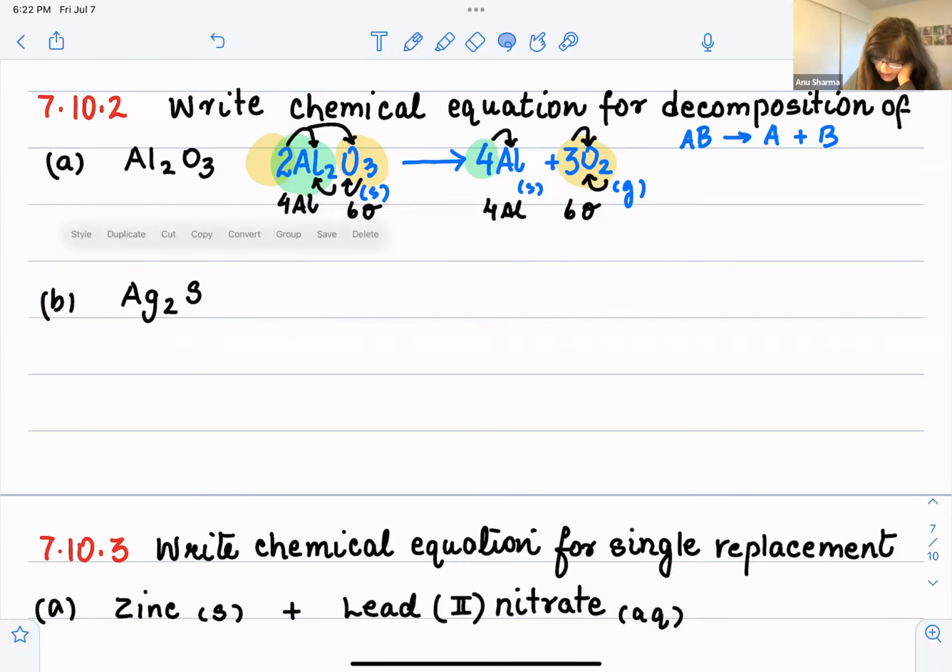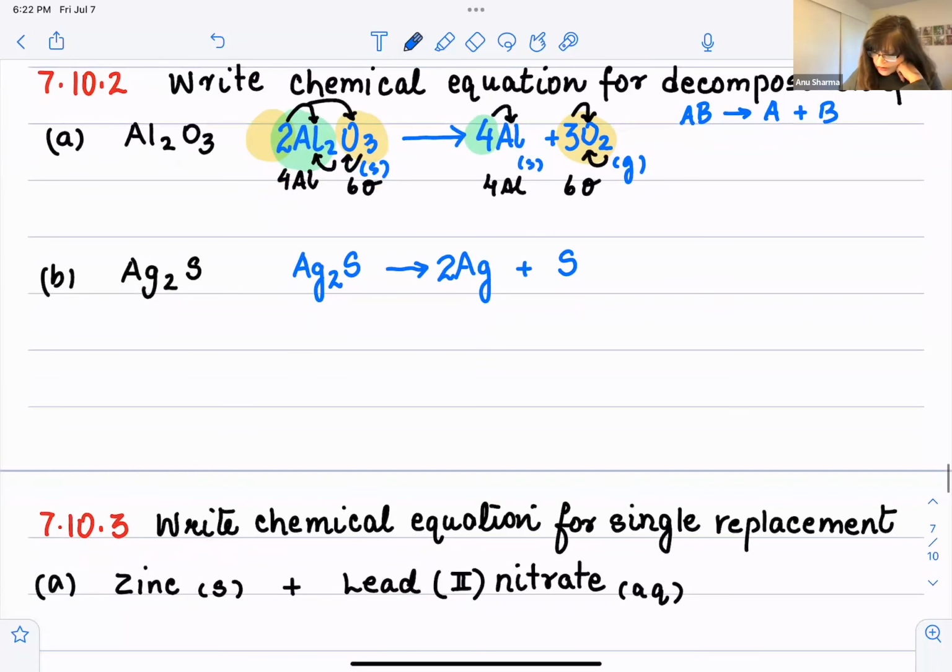Now, next is the Ag2S. How is this going to break up? As far as I understand, Ag2S breaks up into silver, Ag, plus sulfur. The rest is balancing, so 2 and 2: 2 silvers and 1 sulfur. Okay, so that's balanced. Sulfur is a solid, and silver is also a solid.